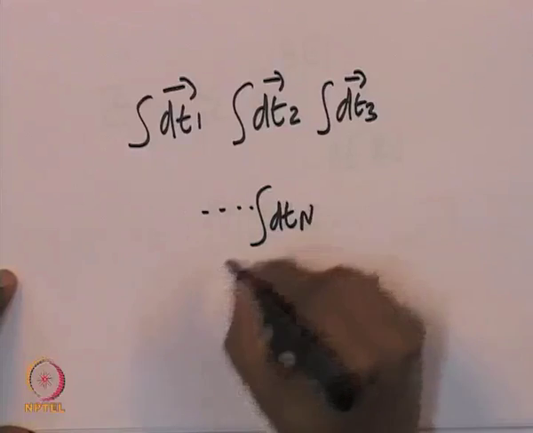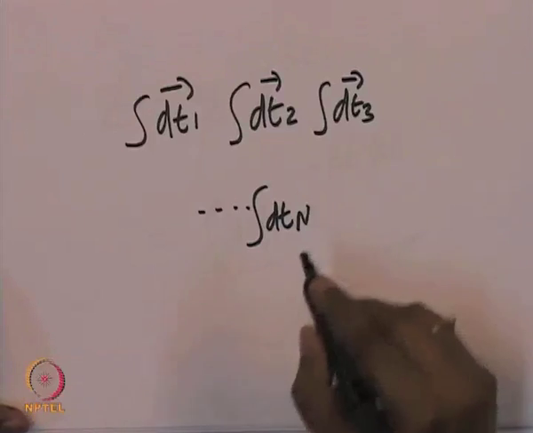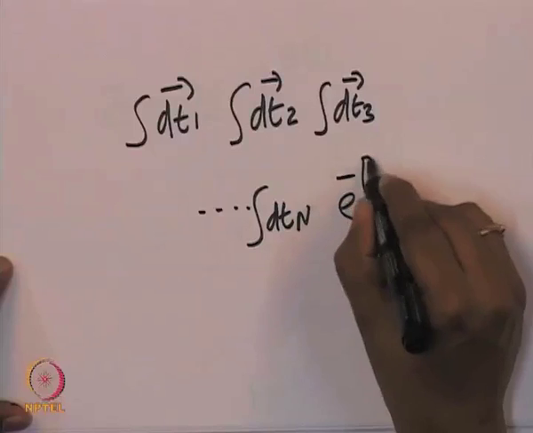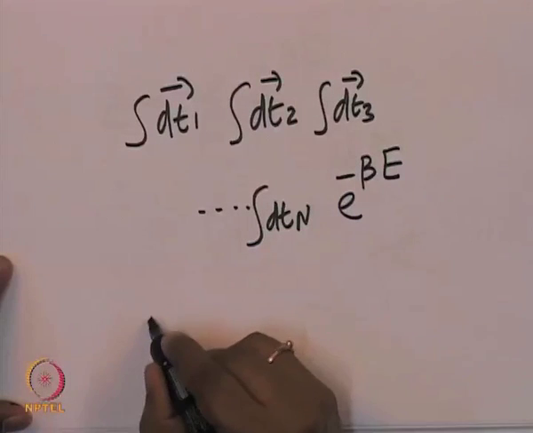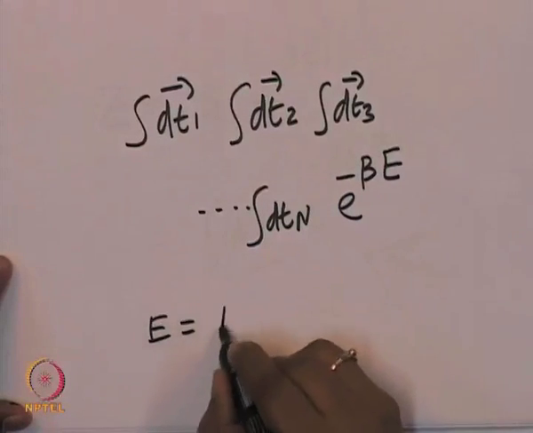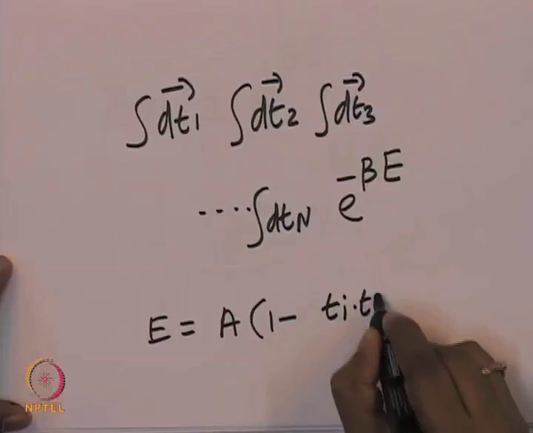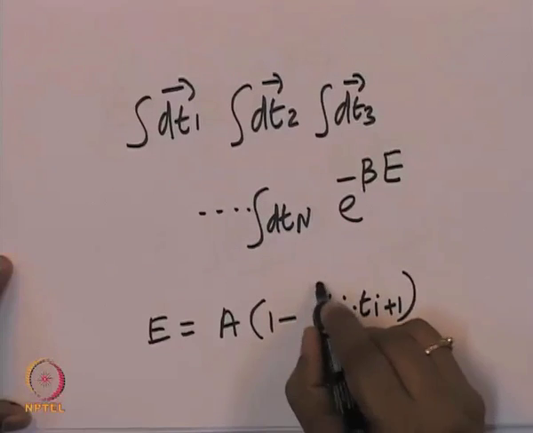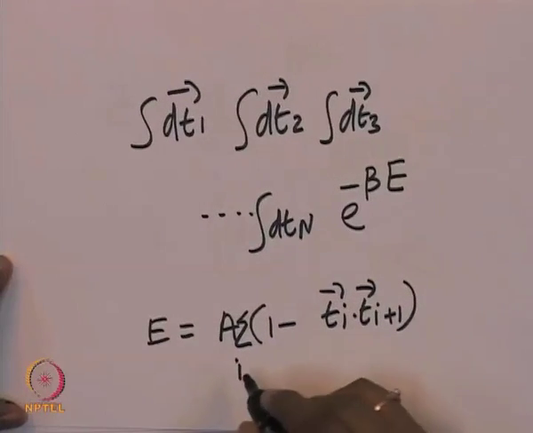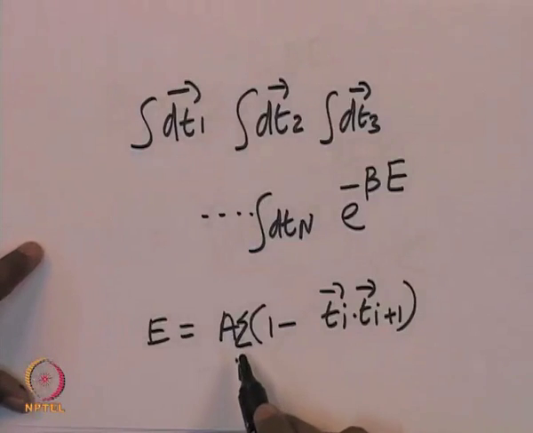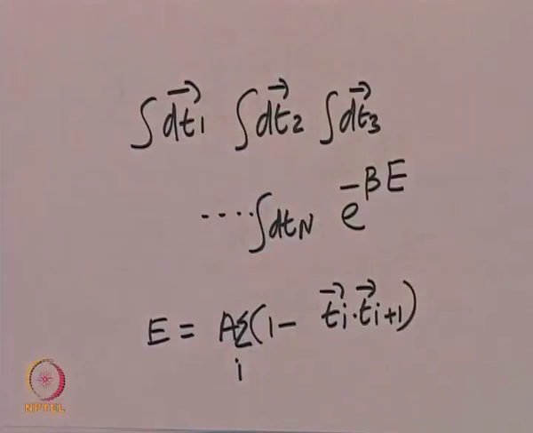So, each of these tangent vectors can take all possible conformations, and e power minus beta times the total energy, and the total energy we know is A times the sum over i of 1 minus T_i dot T_{i+1}. So, A into the sum over i of 1 minus T_i dot T_{i+1} will be the energy, and this will give you the answer.